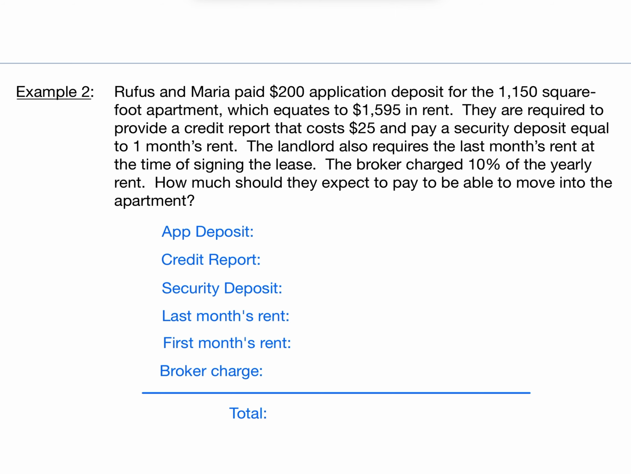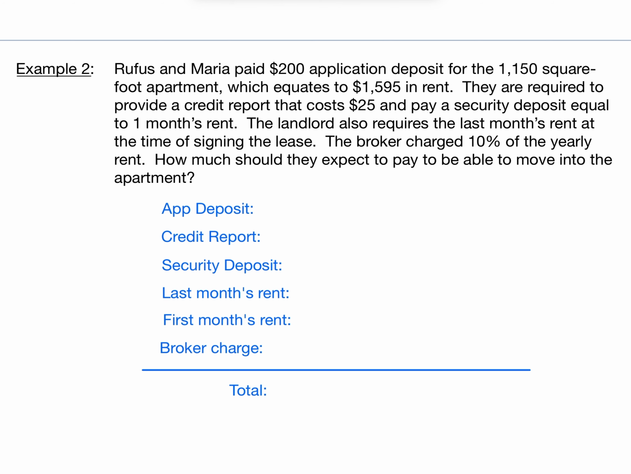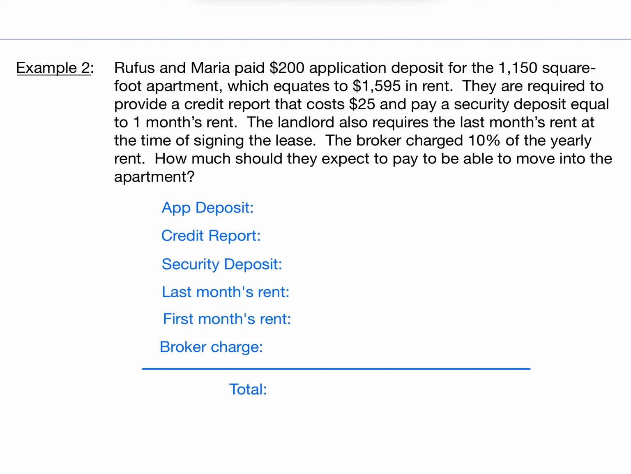Okay, so here are all the different components involved in this example, and this is not unusual if you decide to rent an apartment in the future. So let's take a look at the first thing. The application deposit is $200 in this example. The credit report was $25. Okay, the security deposit is 1 month's rent, so that is $1,595. Last month's rent is also required, so that's another $1,595.